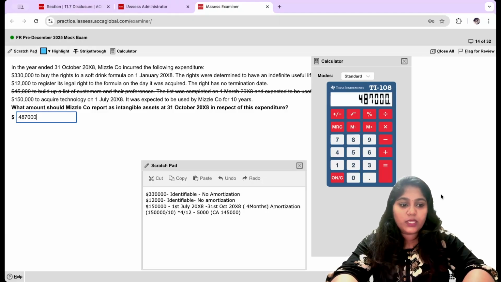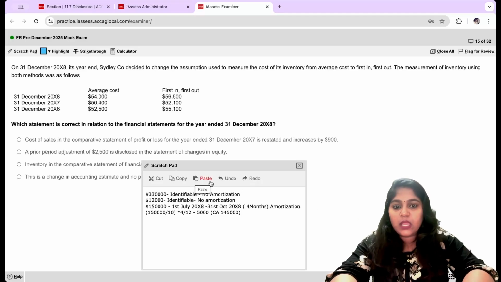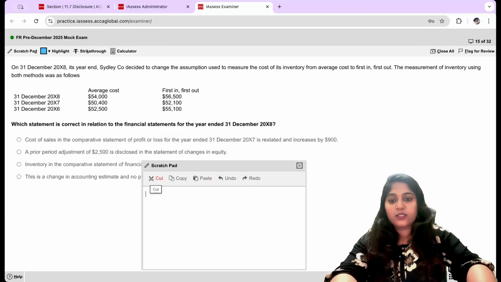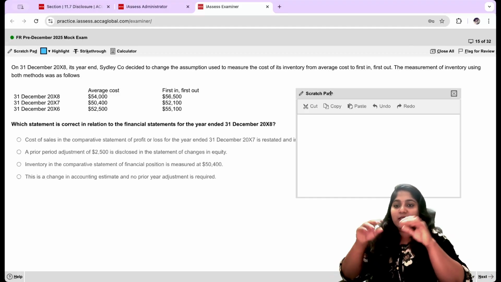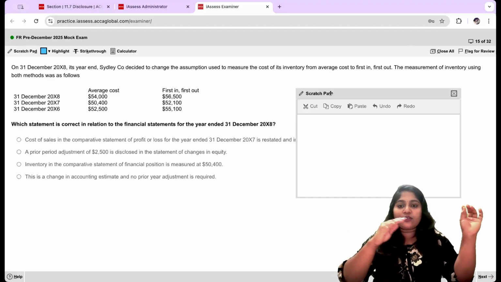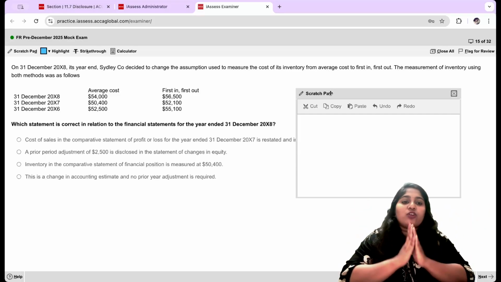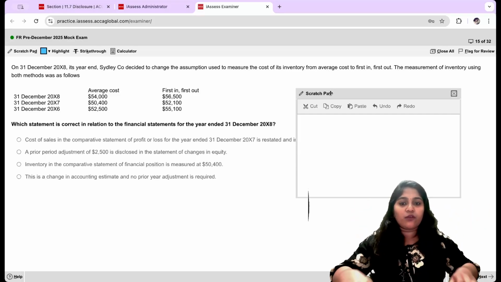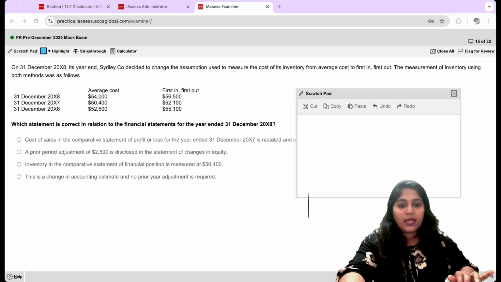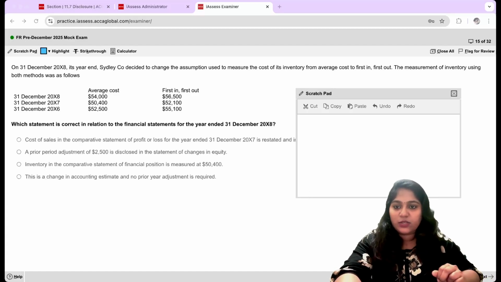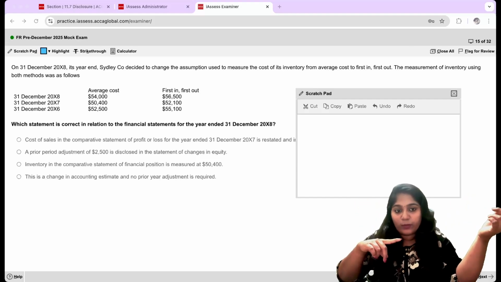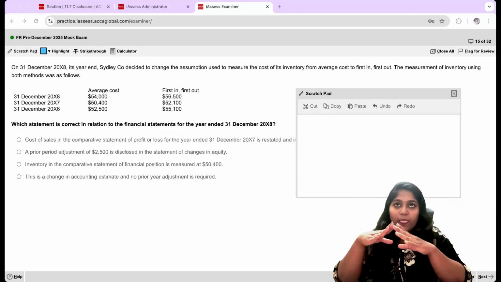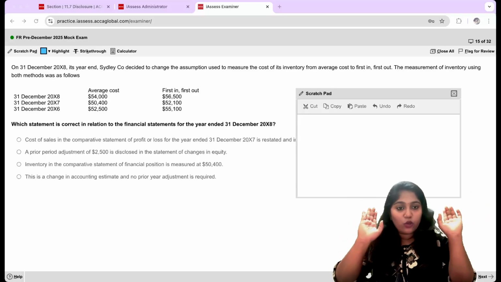So let's move to the next question. Oh yeah, this is a really nice question that I had to discuss. Look at this. On 31st December X8, its year end, Sidley Company decided to change the assumption used to measure the cost of its inventory from average cost to first in first out method. The measurement of inventory using both the methods were as follows. If you take the consideration, they've been using average method. Now they want to shift it to FIFO method, first in first out method.